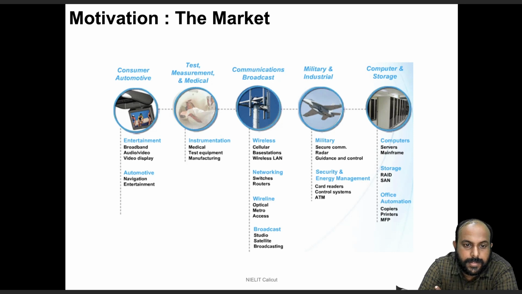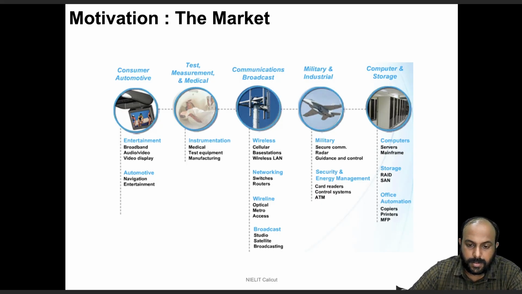If you look at this slide, you can see that the applications of VLSI products are profound. It finds utility across different domains, whether it be military or industry grade products, to things like the consumer market, including automotive, test and measurement equipments, biomedical equipments, computers and storage, high-end servers, communication, broadcasting, security and energy management, office automation to industry 4.0 automation. You can find FPGA or ASIC products spanning across.